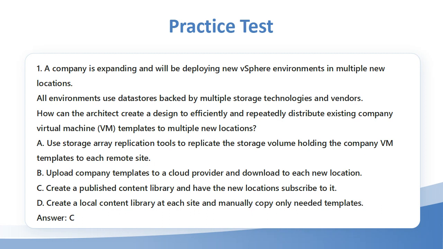1. A company is expanding and will be deploying new vSphere environments in multiple new locations. All environments use data stores backed by multiple storage technologies and vendors. How can the architect create a design to efficiently and repeatedly distribute existing company virtual machine (VM) templates to multiple new locations? A. Use storage array replication tools to replicate the storage volume holding the company VM templates to each remote site. B. Upload company templates to a cloud provider and download to each new location. C. Create a published content library and have the new locations subscribe to it. D. Create a local content library at each site and manually copy only needed templates. Answer: C.